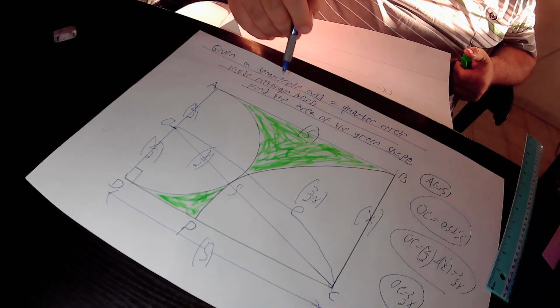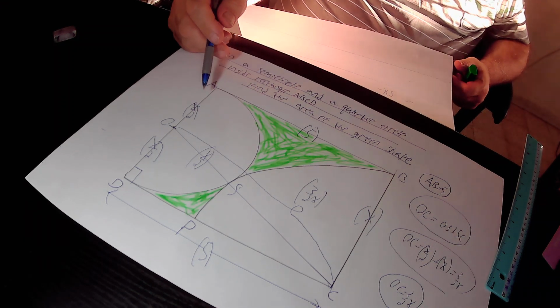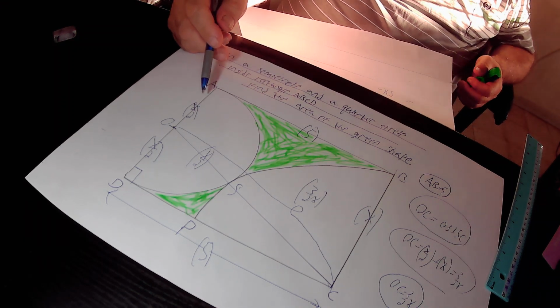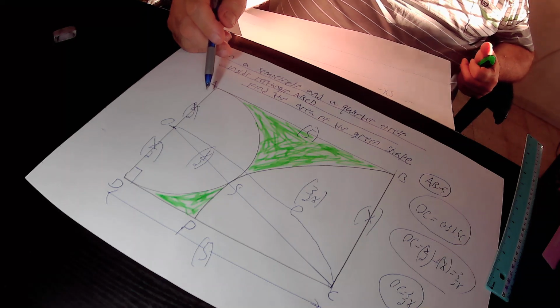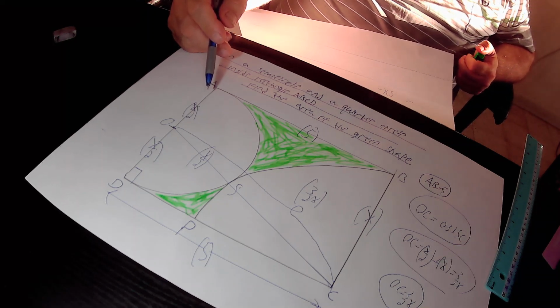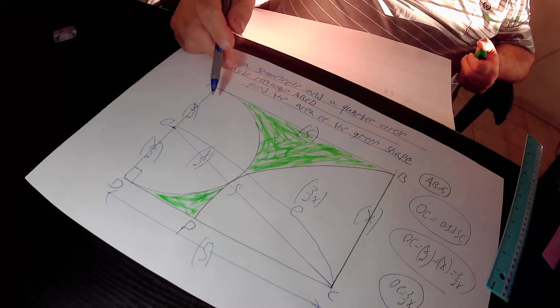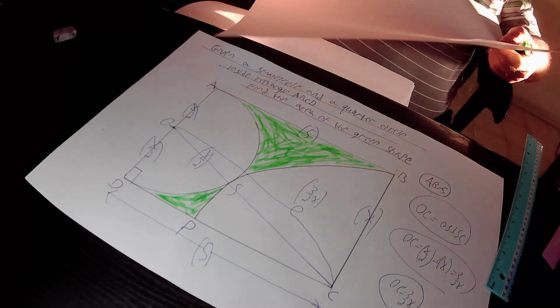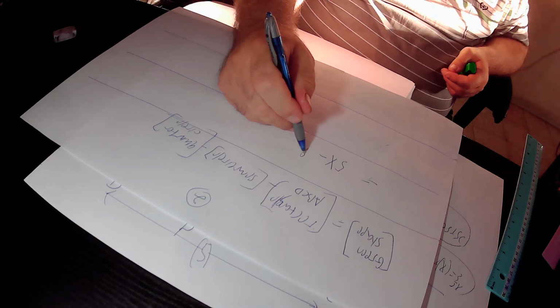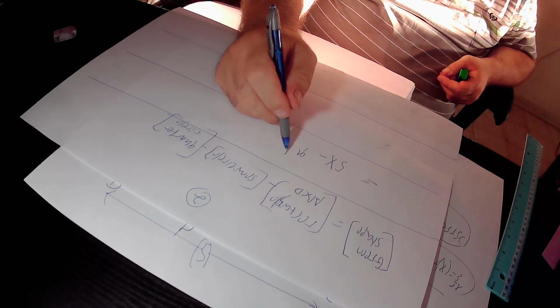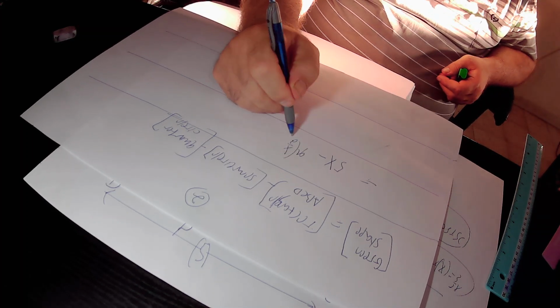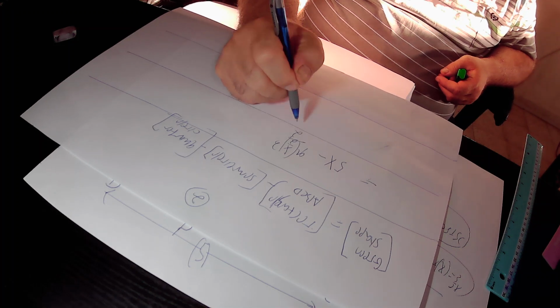What is the area of this semicircle? You know that the radius of this semicircle is x over 2. Therefore the area must be equal to pi times the radius squared, that is pi times x over 2 squared, divided by 2. So right now the area of the semicircle equals pi times the radius, x over 2, squared, divided by 2.